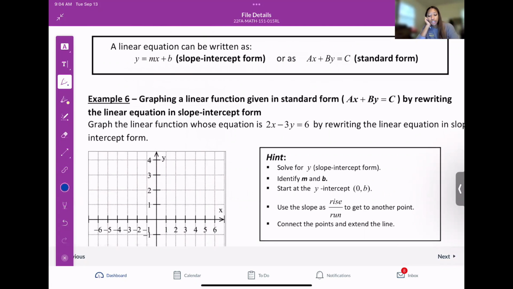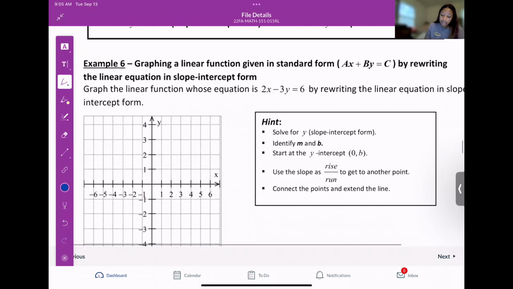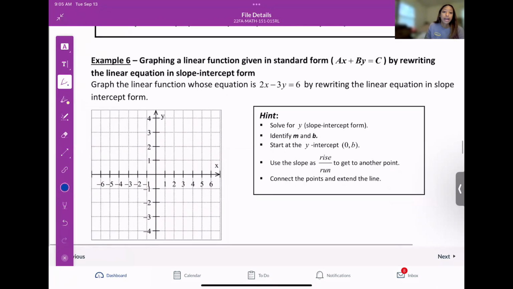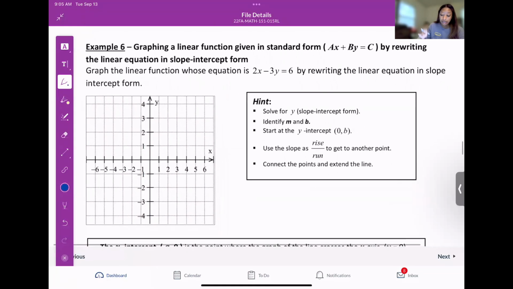Next, a linear equation can be written as y equals mx plus b, which we've been seeing and we've used a lot. That's the slope-intercept form. Or in standard form, that's another form of the line, we'll have a times x plus b times y equals c. Okay, that's not as common of a way to write it, but you should also know the standard form of a line. In example 6, we're given a line that's in standard form, and we're asked to graph that line.